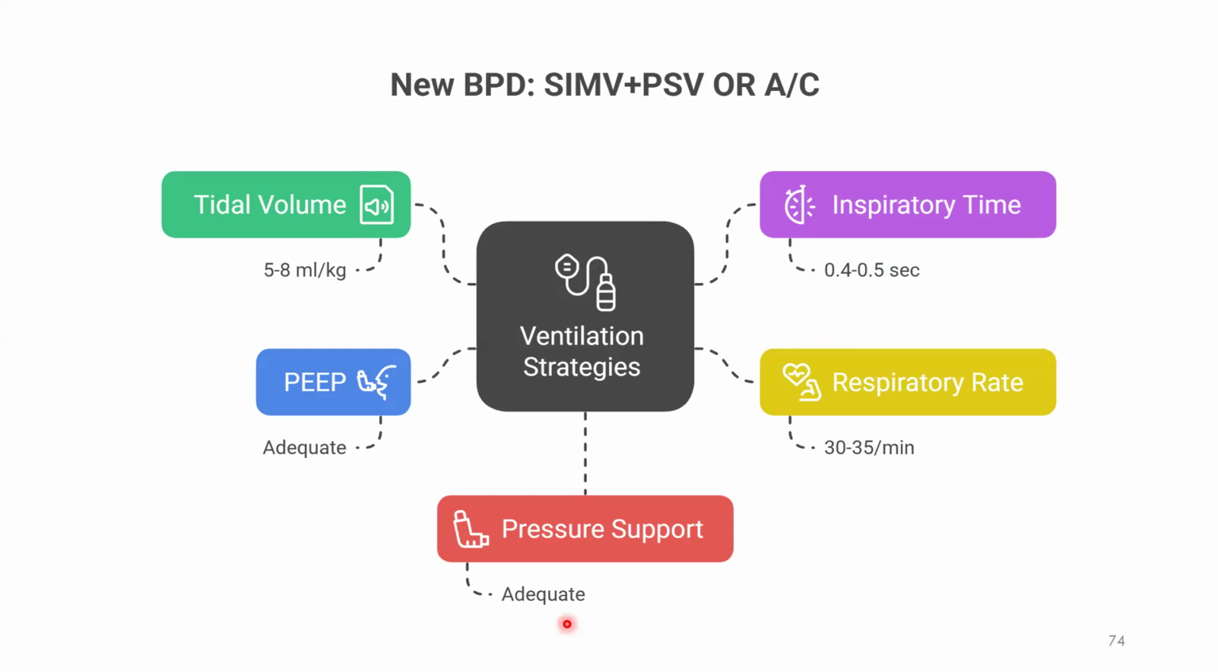If we intubate such a baby with new BPD, for the ventilation strategy, the dead space volume is higher. So you have to keep the tidal volume on the higher side, that is around 5 to 8 ml per kg, keep the rate on the lower side, and keep the inspiratory time slightly higher, 0.4 to 0.5 seconds. You have to provide adequate PEEP to open the alveoli, and also adequate pressure support if you are using SIMV with PSV mode.